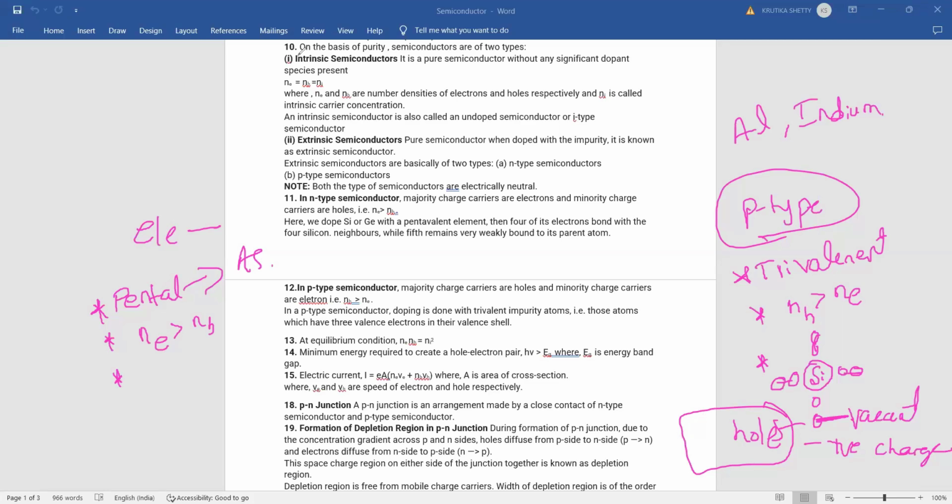So this is regarding the pentavalent and the P type and the N type of semiconductors. Extrinsic semiconductors, we have the two types here.